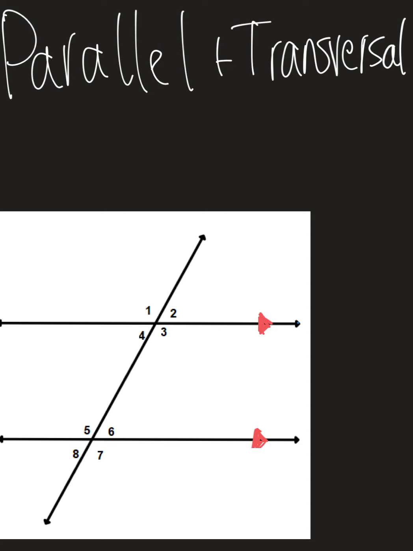Next, we'll take a look at alternate exterior. So exterior being outside. So we have 2 is outside the parallel line. And then we're going to look on the outside of the other parallel line. So either 7 or 8. So if it's alternate, it's going to be the outside on the opposite side of the transversal. So I'm going to cut my way down and across here, okay?